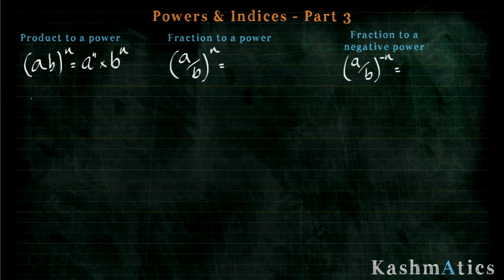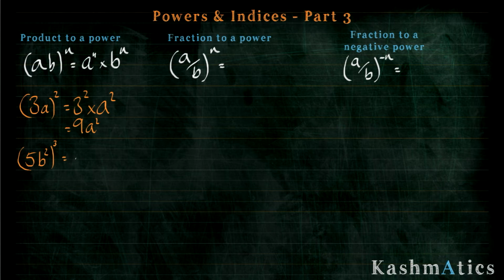So for example, if we had something like 3a all squared, that'd be the same as 3 squared multiplied by a squared. Okay, so each individual term raised to the same power, and that would be 9 multiplied by a squared, so 9a squared. If I had something like 5b squared all cubed, that would be the same as 5 cubed multiplied by b squared all cubed. Okay, so each individual term inside is cubed. 5 cubed would be 125, and b squared all cubed would be b to the power 6. So that would be 125 b to the power 6.